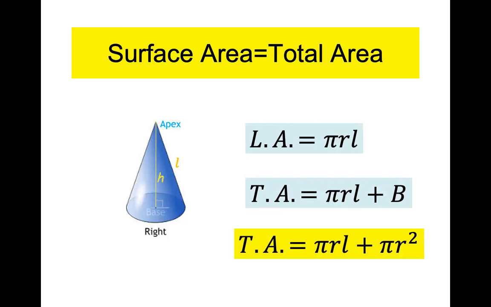Now notice this is somewhat similar to the formula for total area of a cylinder. Remember, a cylinder would be 2 pi RH plus 2 pi R squared. And this one just leaves off a little bit there. There's no 2 involved for this one.